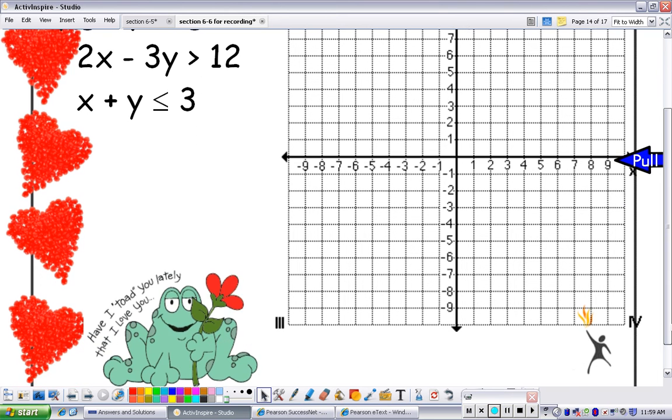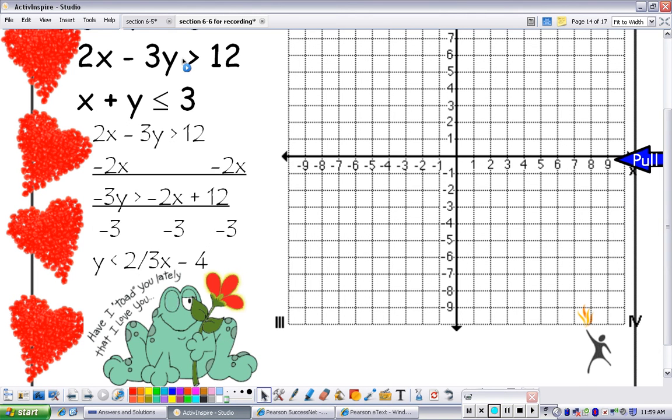In this one, again, you'll notice that this first equation, we have to put it in slope-intercept form. So we subtract 2x from both sides. We have to then divide everything by negative 3, keeping in mind when you divide by a negative, you have to reverse the inequality symbol. So we end up with y is less than 2/3 x minus 4.